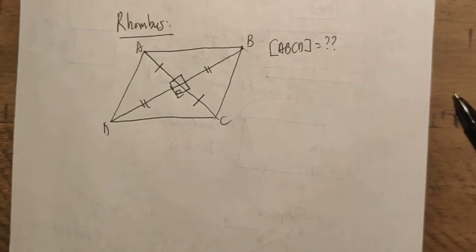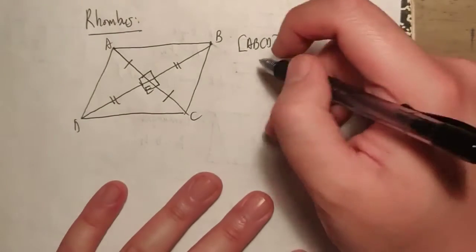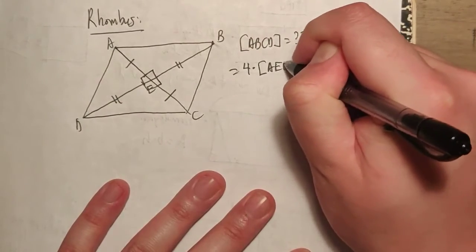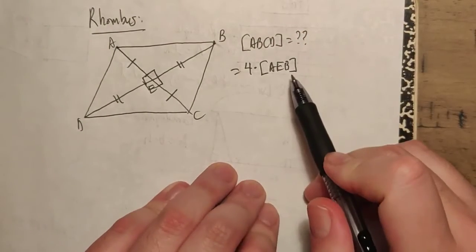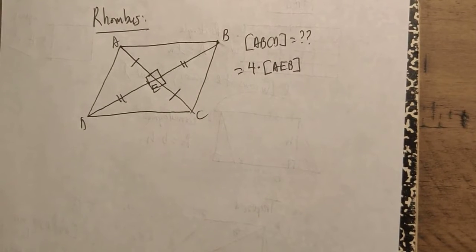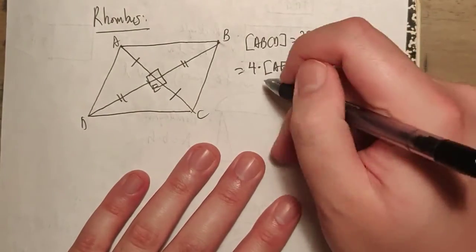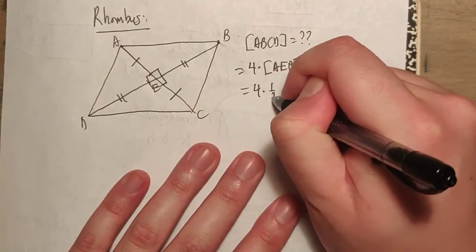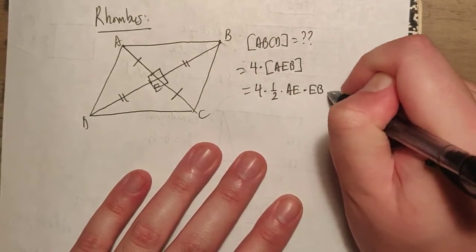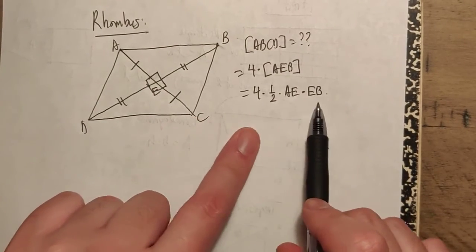It shouldn't be too hard to show that the rhombus is divided into 4 triangles, and they're all congruent to one another. So I can write that this is just 4 times the area of one of these triangles, AEB. The fact that this is a right triangle is really helpful, because the base and the height are very straightforward. So that means it's going to be 4 times 1/2 times AE times EB.